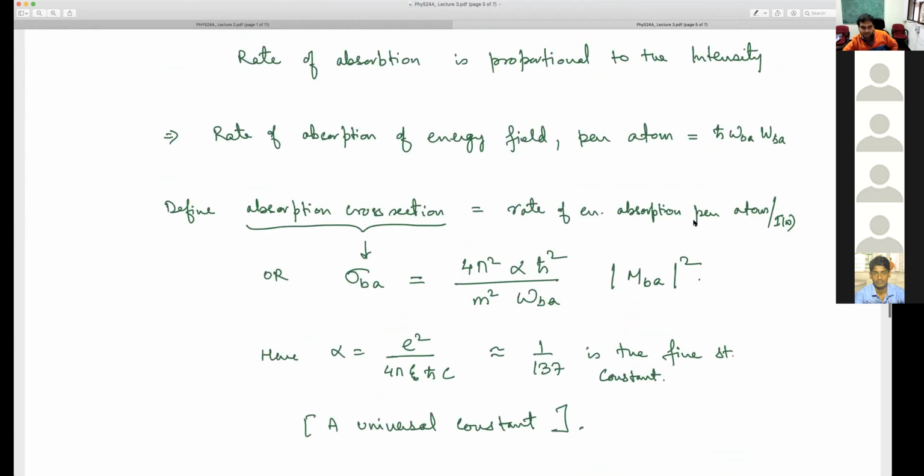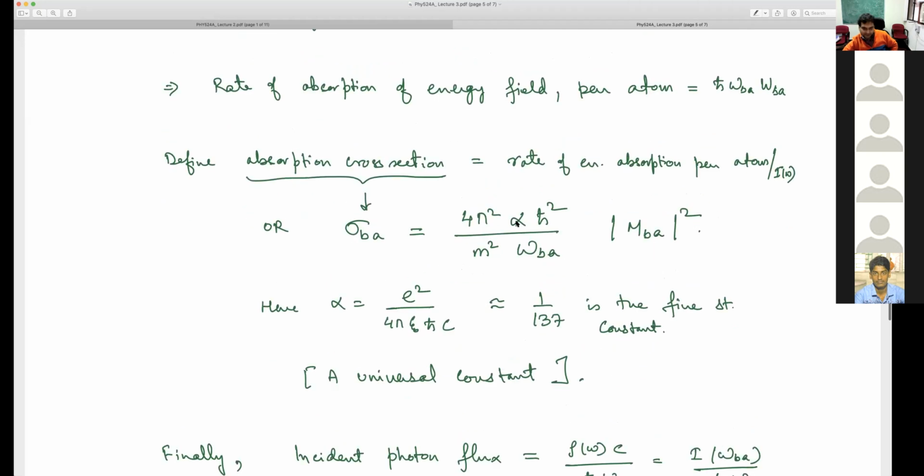And writing in this form, it is sort of interesting because you get this new constant alpha, which is e square by 4 pi epsilon naught h bar c. And here all of the constants involved are universal constants: e, epsilon naught, h bar, and c. So it's a new constant for light-matter interaction in terms of other fundamental constants, and it has a value of roughly 1 by 137. It has a name: it's called the fine structure constant. This will keep appearing again and again whenever you do QED, quantum electrodynamics, also.